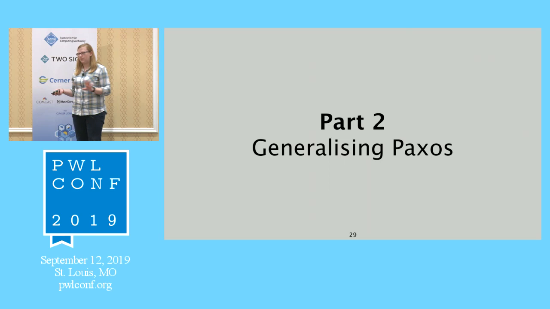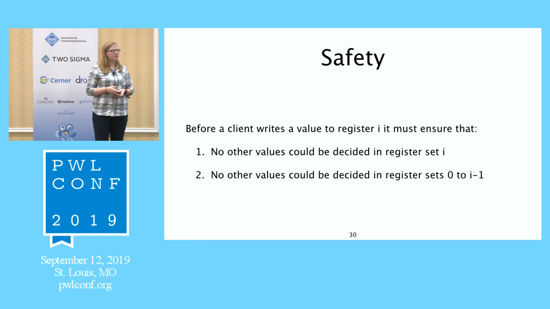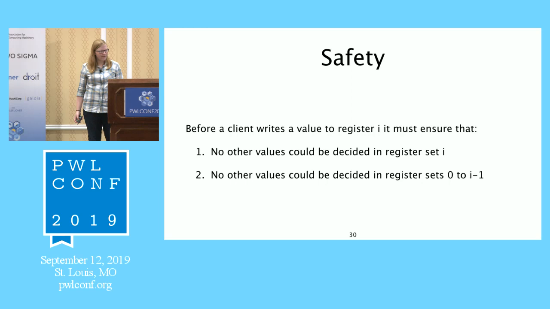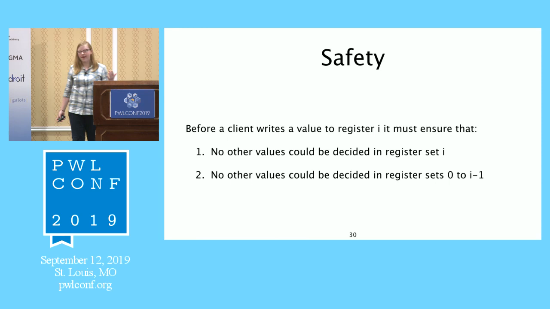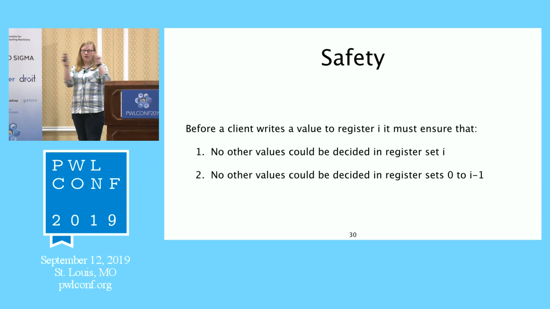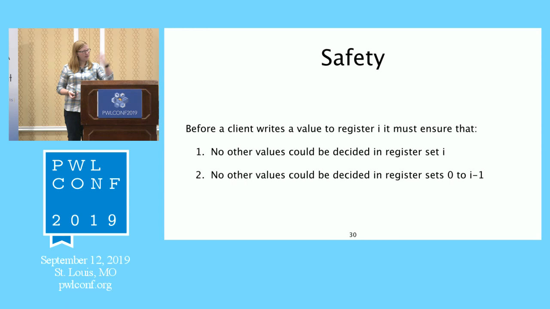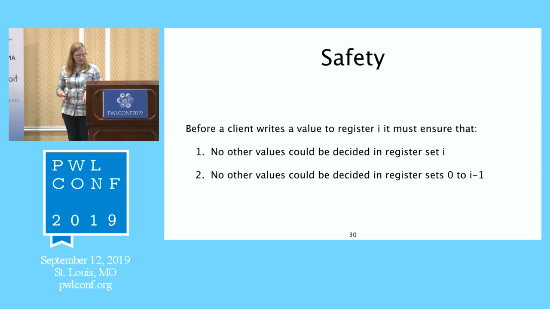We're gonna split that safety rule into 2 parts. Before a client writes a value to a register I, it must ensure that no other values are decided in the register set I. So for any given row in that table, I need to check that no other decisions are going to be made in that row for a different value. And secondly, I need to check with the previous rows, the previous registers, that a decision isn't going to be made. And Paxos handles each of these separately.